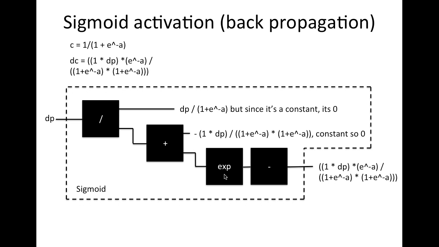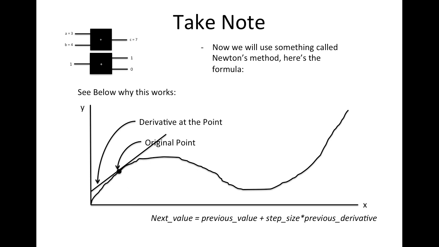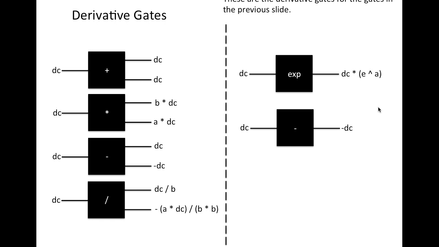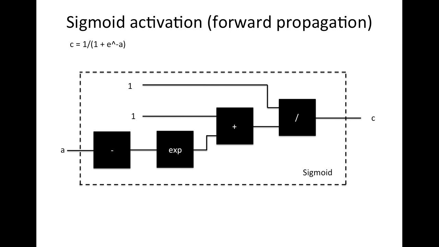We're going to send this back to the exponentiation block, and we're going to ask, what does the exponentiation block do? It multiplies everything by e to the negative a. Actually, it multiplies by e to the a, sorry, I got that wrong, because the derivative of e to the x is e to the x. So it's e to the a.